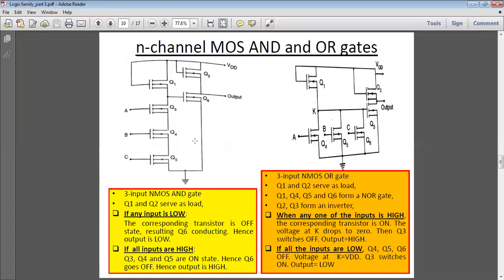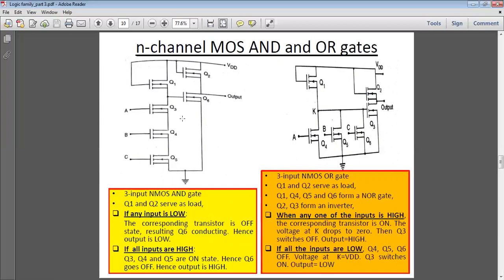Internal MOSFET, AND gate and OR gate. Basically, this AND gate is designed in such a way that the left hand part is a NAND gate, and Q2 and Q6 act as a NOR gate. So the NAND gate followed by the NOR gate performs as an AND gate. Q1 and Q2 act as a load. Q3, Q4, Q6 are the inputs A, B, C applied to the drain, and from the Q6 we get output.